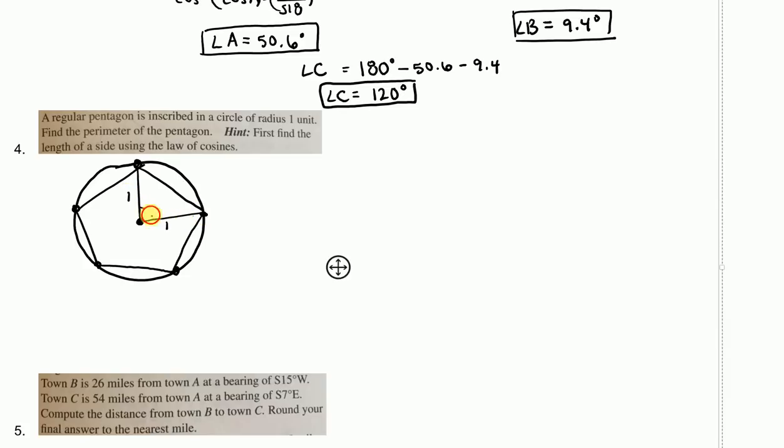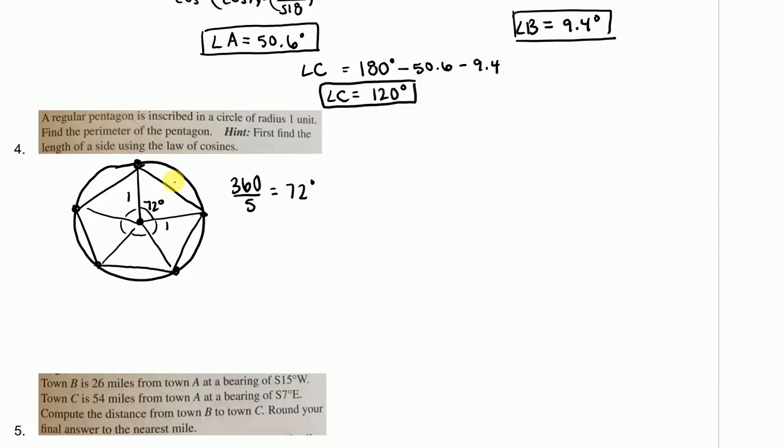And then if I want to figure out what this angle is, remember that I could think of this as 5 triangles, each with the same angle in the center, and all of those angles in the center would have to add up to 360 degrees. And there's 5 of those triangles. So 360 degrees divided by 5 means that each of those angles is 72 degrees.